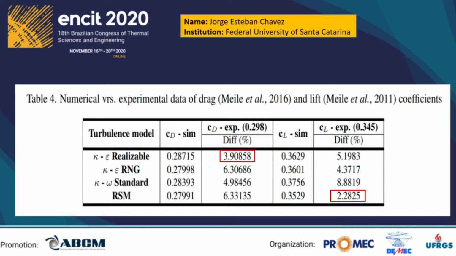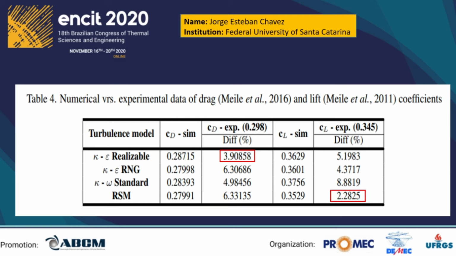Table 4 represents the results of the lift coefficient for the four turbulence models and the percentage difference against the experimental value. The smallest difference obtained was 2.28%, while the largest difference was 8.88%. This means that while some turbulence models are suitable for capturing the drag, others can barely capture the lift.